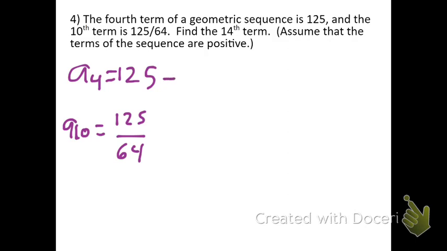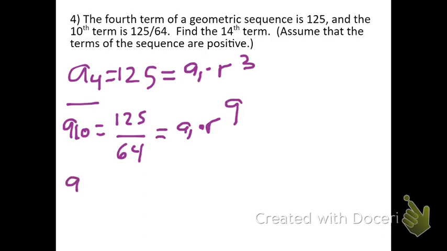Well, we can use the nth term formula. So 125 equals the first term times the common ratio to the 4 minus 1 power using the nth term formula. And the 10th term would equal the first term times the common ratio to the 10 minus 1 power. So I'm going to change that to a 3 and change that to a 9. And what we could do is take these two and divide them. We're going to divide them in the opposite order.